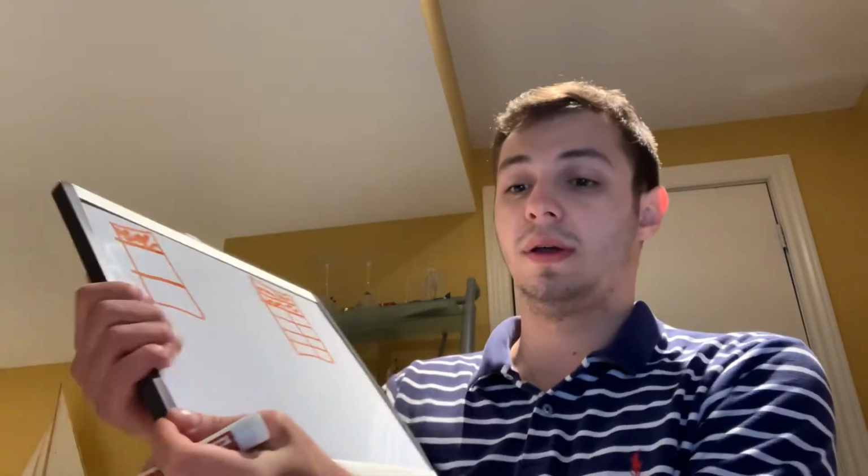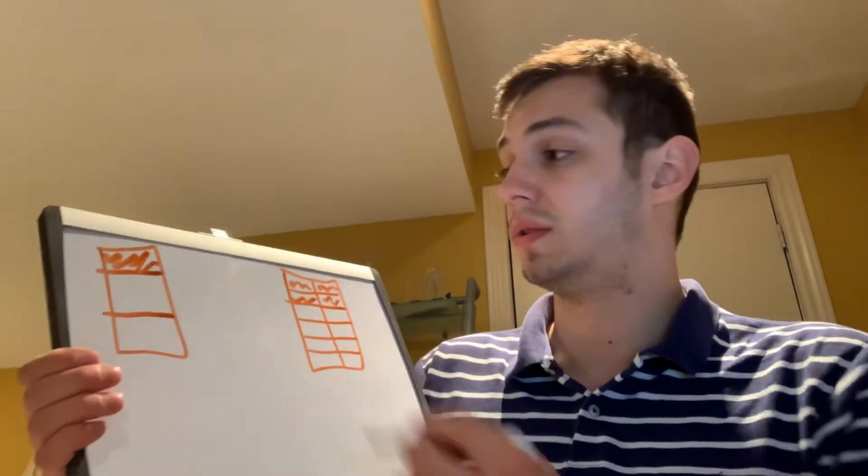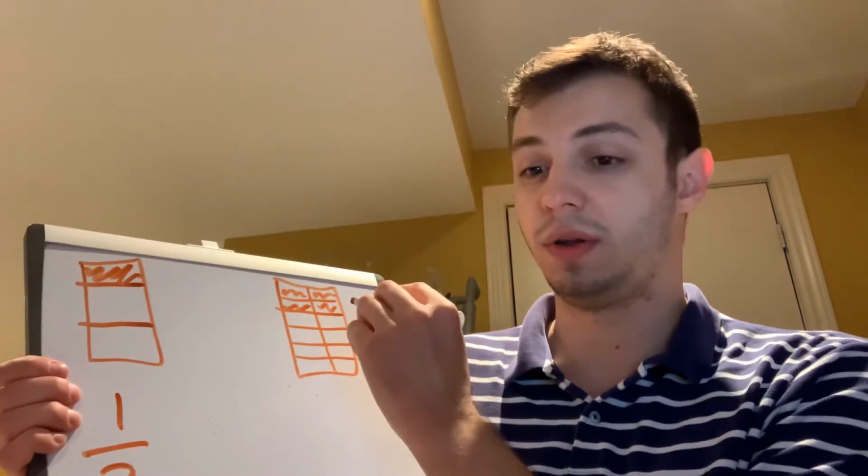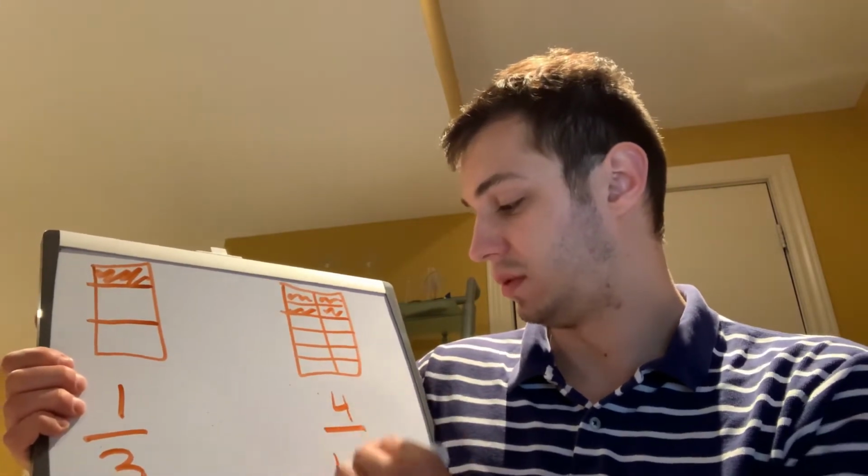So let's start with problem A. We'll do problem A together, and then I want you guys to try doing problem B on your own. In problem A, we have our first image, which has 1 part shaded and 3 parts in one unit. And then in the other image, 1, 2, 3, 4. It has 4 parts that are shaded, and there's 12 parts in each unit. So let's write the fraction. This one is 1/3, and then this one will be 4/12.